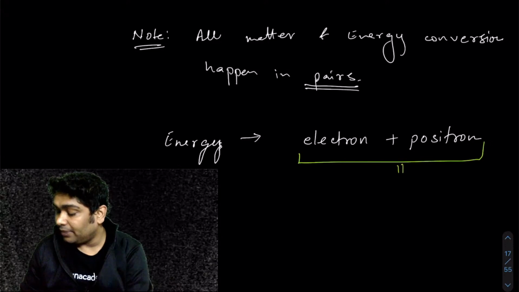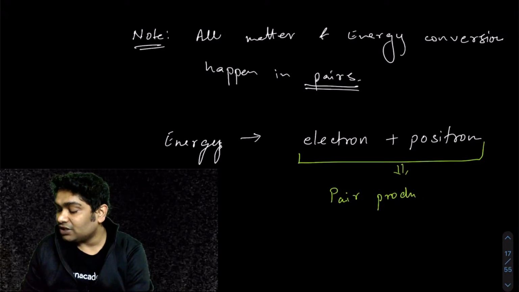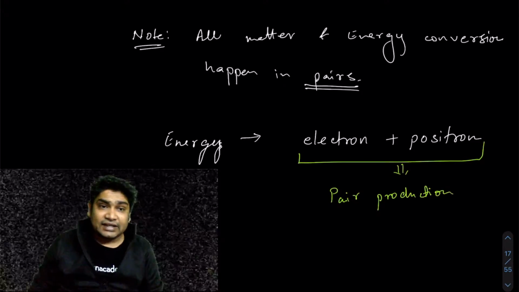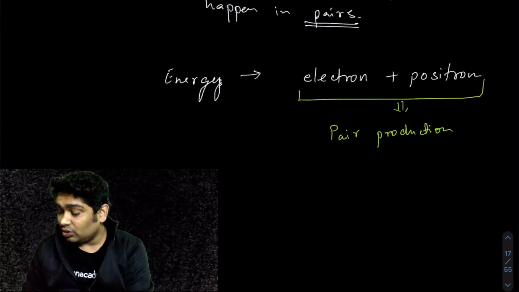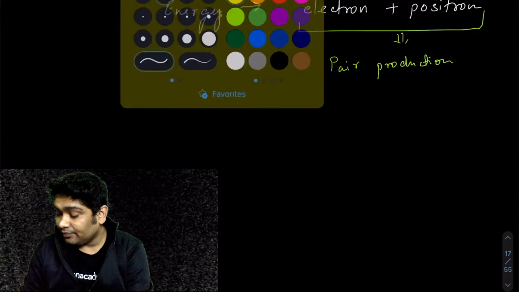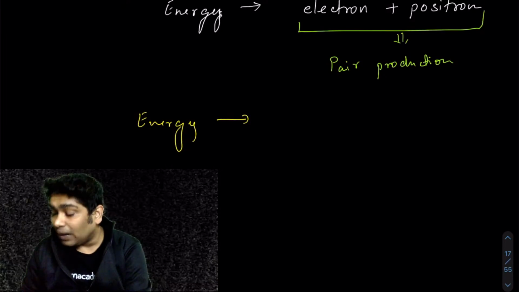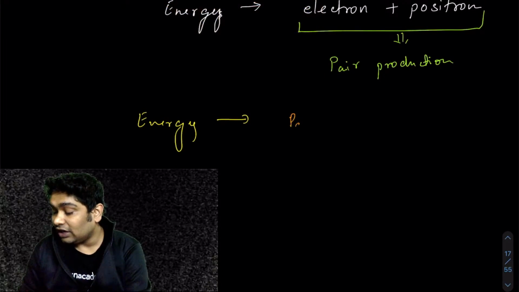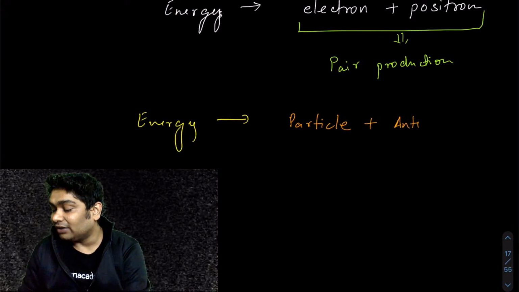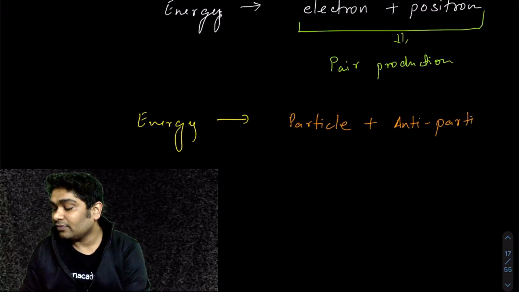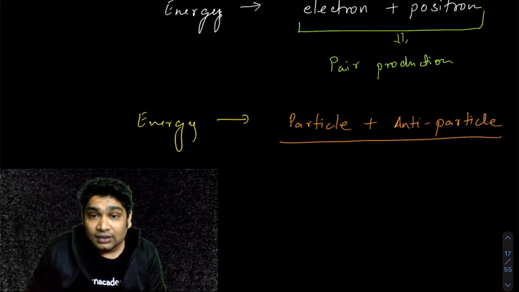This thing is called pair production. Whenever matter is created from energy, it is always created in pairs. So you always have two entities. Whenever energy is converted into matter, it always creates two particles: one is called a particle, and the other is called an antiparticle. That is how all energy-matter transformations take place.